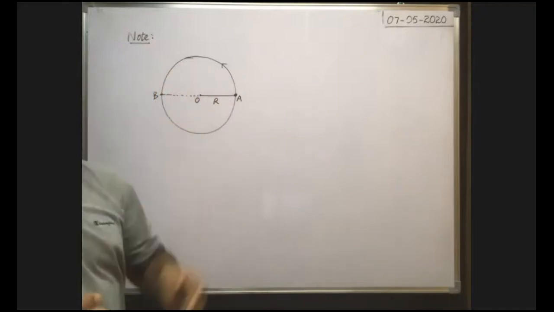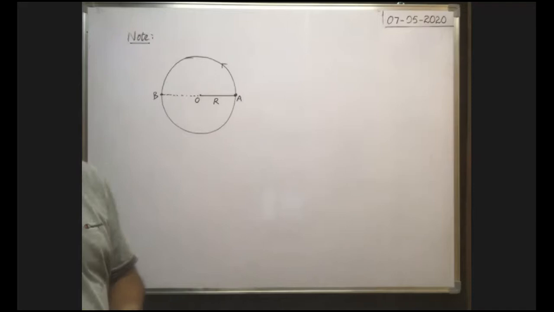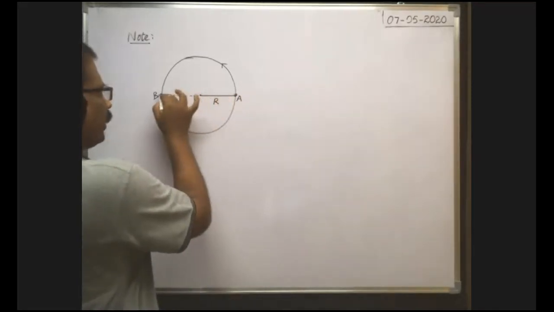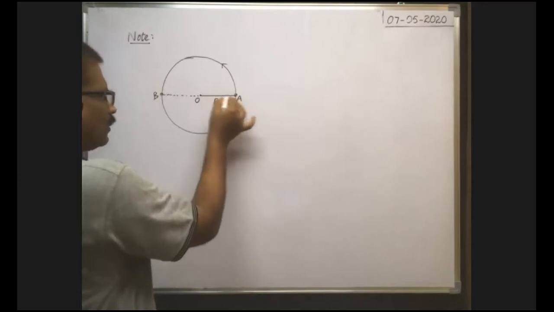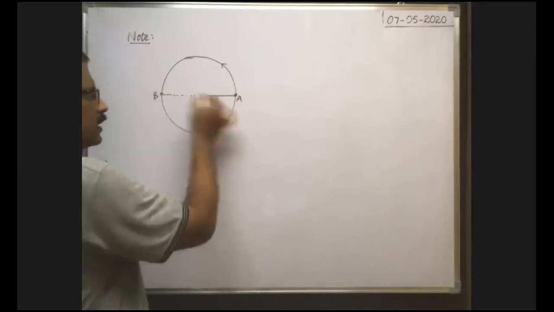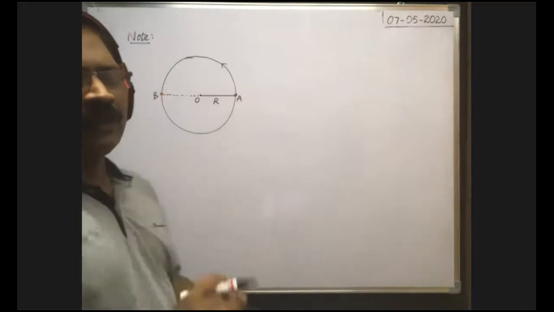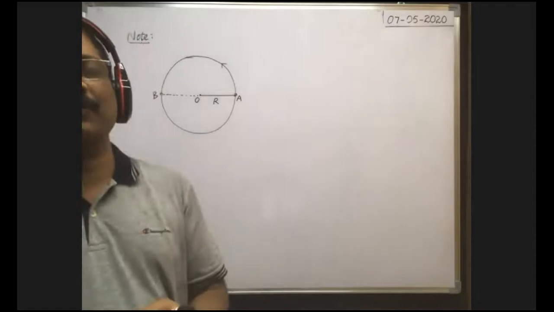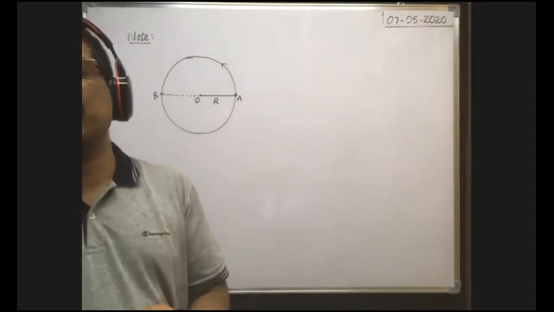Then what is the displacement of the body? Displacement means initially the body is here, finally the body reaches the point here. The shortest distance between these two is this straight line path. This distance is equal to twice the radius, that means the diameter. The diameter of the circle is the displacement of the body.